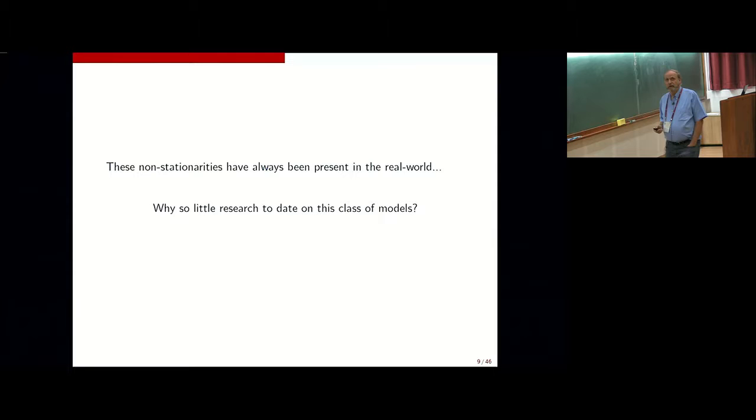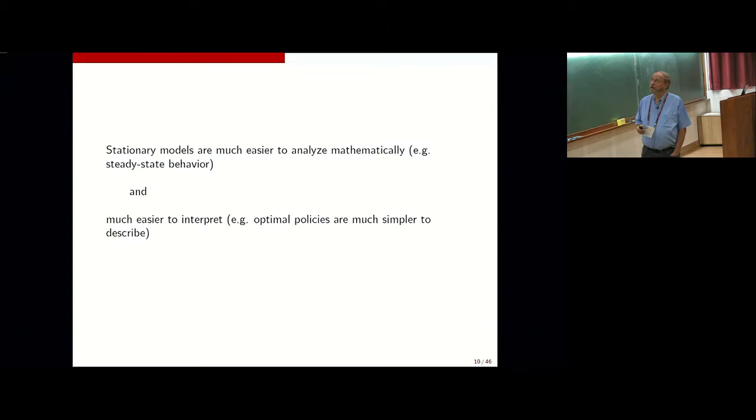Of course, these non-stationarities have always been present in the real world. This raises the question of why there has been so little research done to date on this class of models. And frankly, one big reason for that is that stationary models are just much easier to analyze mathematically. They're also much easier to interpret from a mathematical standpoint. Simpler models are often more aesthetically pleasing, maybe from a taste standpoint as well. People prefer to work within this class of models.